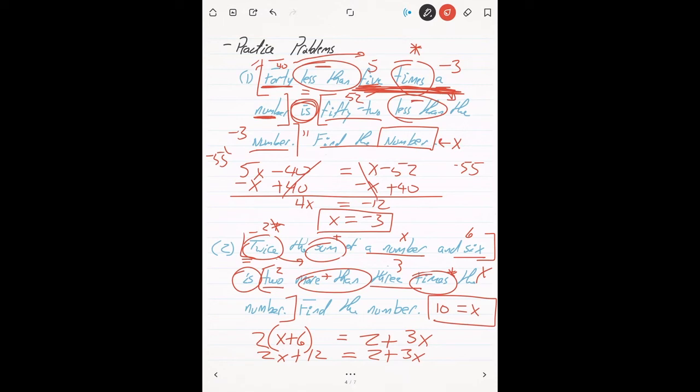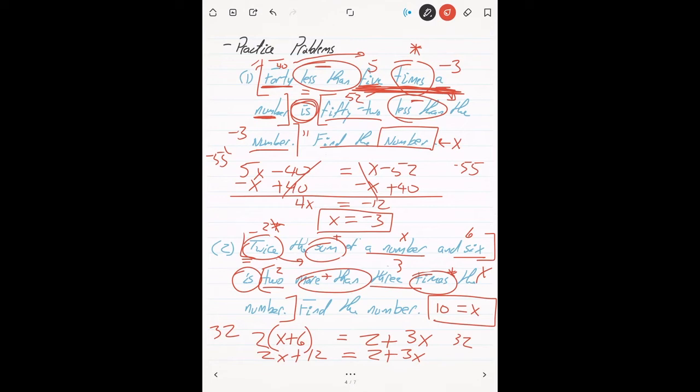Twice the sum of 10 and 6. 10 and 6 is 16. Twice the sum of 10 and 6, so 16 times 2 is 32. So this left-hand side should be 32. Then the right-hand side says 2 more than 3 times 10. 3 times 10 is 30. 2 more than that is, hey, 32. Again, it works out. So hopefully we're feeling more comfortable with this.